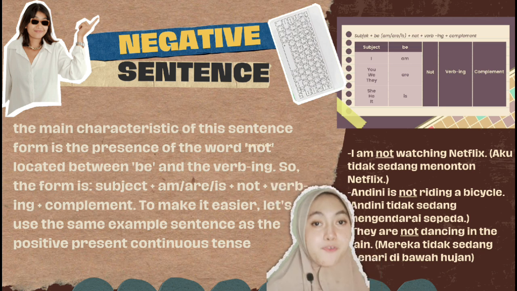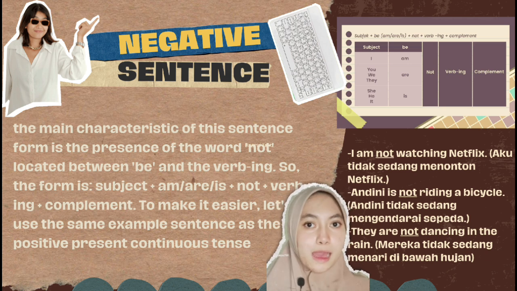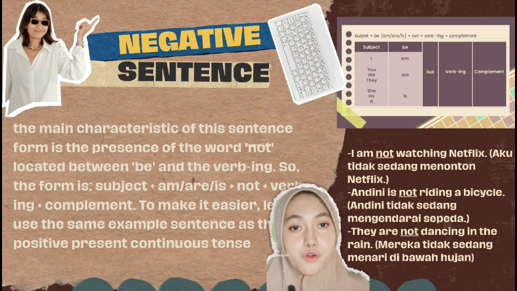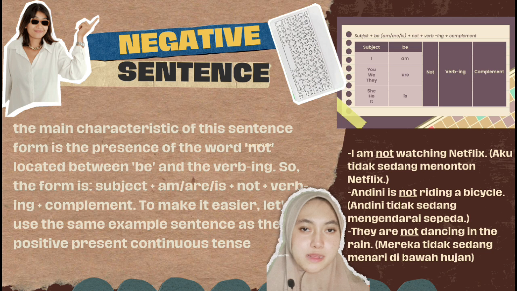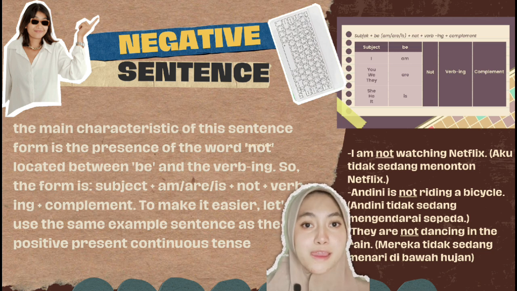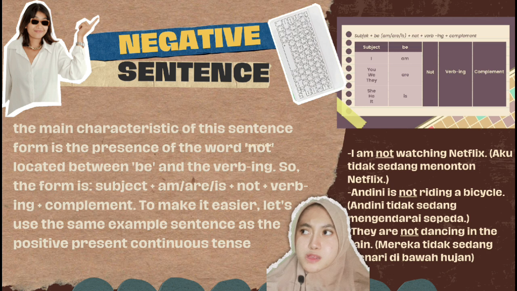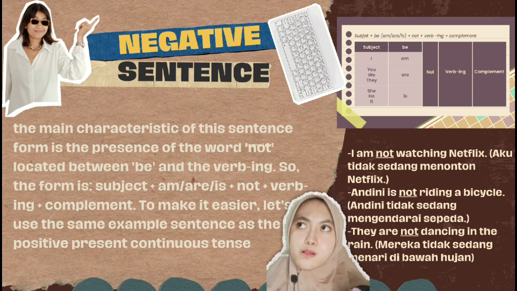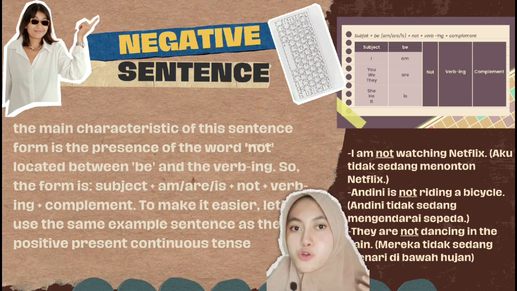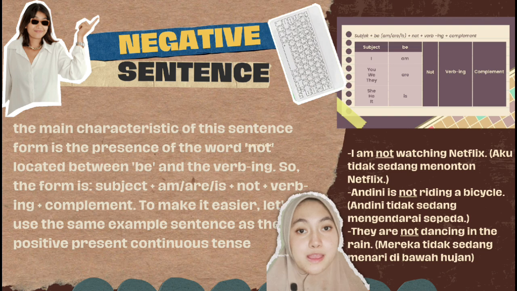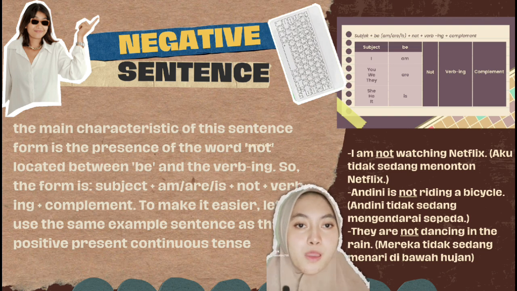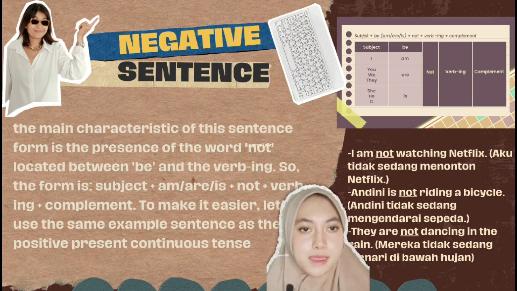For example, I'm not reading a book, you're not learning English, or we are not studying. In simple present continuous tense, it's just like you're telling someone that you're not doing the activity at the moment. Alright, next.